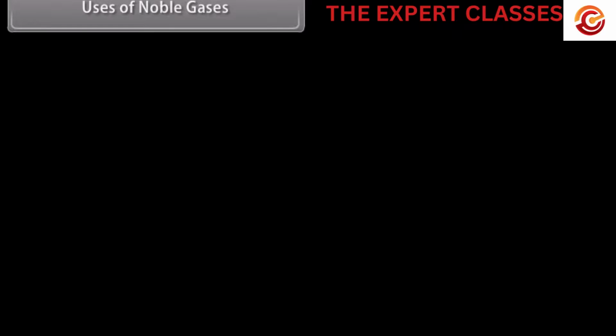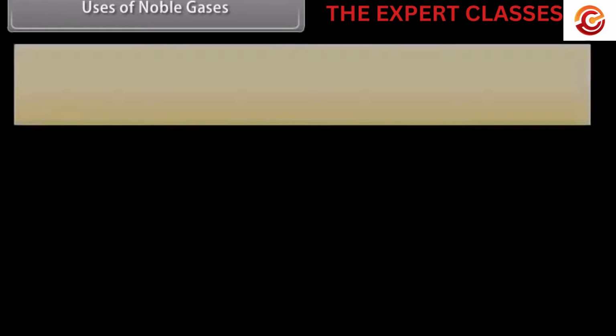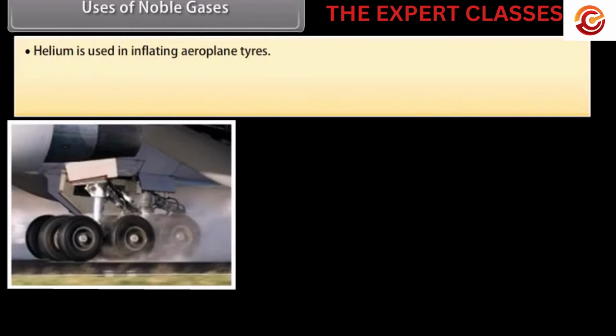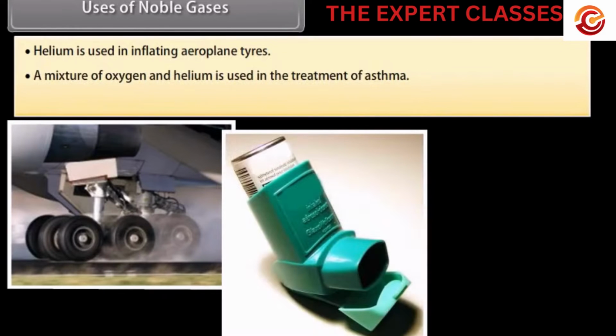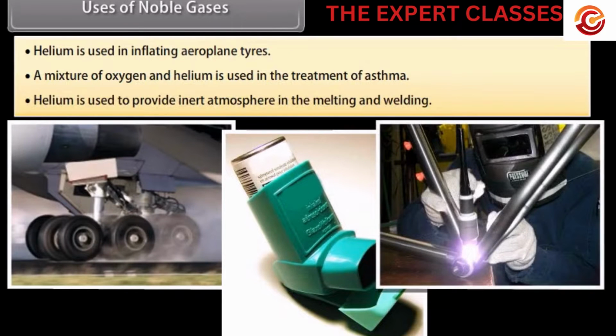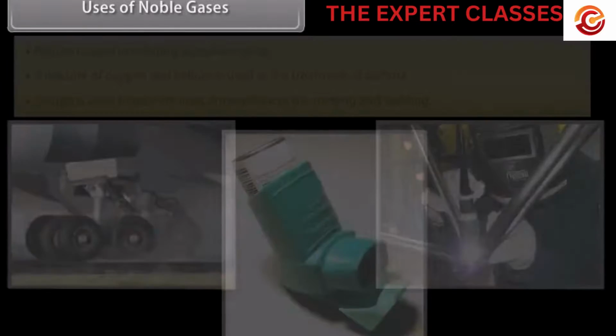Uses of noble gases. The important uses of noble gases are the following. Because of the lightness of helium, it is used in inflating aeroplane tires. A mixture of oxygen and helium is used in treatment of asthma. Helium is used to provide an inert atmosphere in melting and welding.